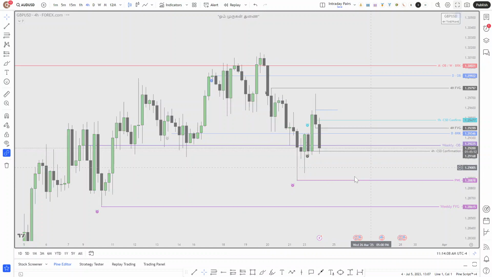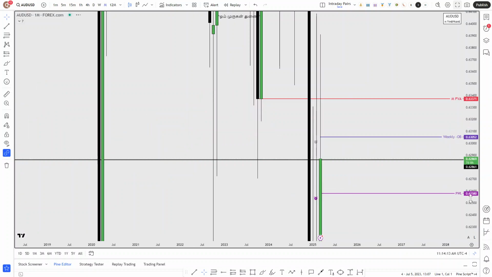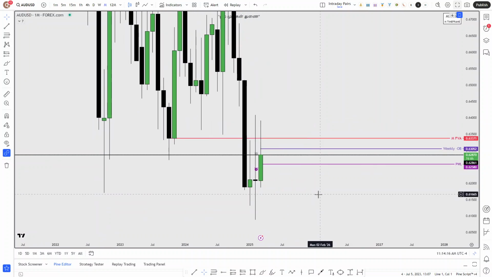Okay, so now moving to AUD. AUD was more interesting today. Myself and Karthi had a healthy discussion today, and we learned a lot from the market this morning.